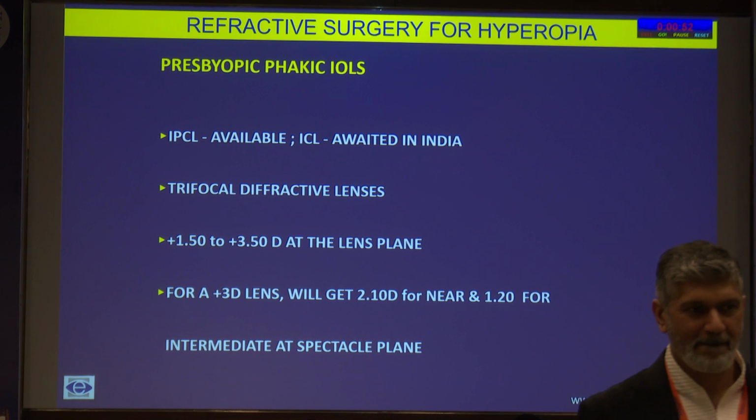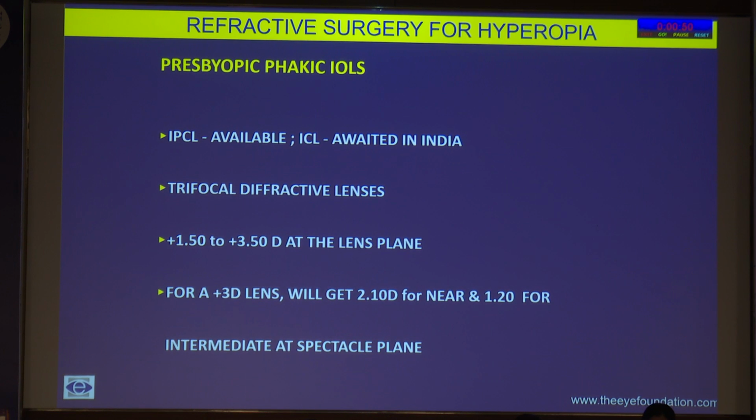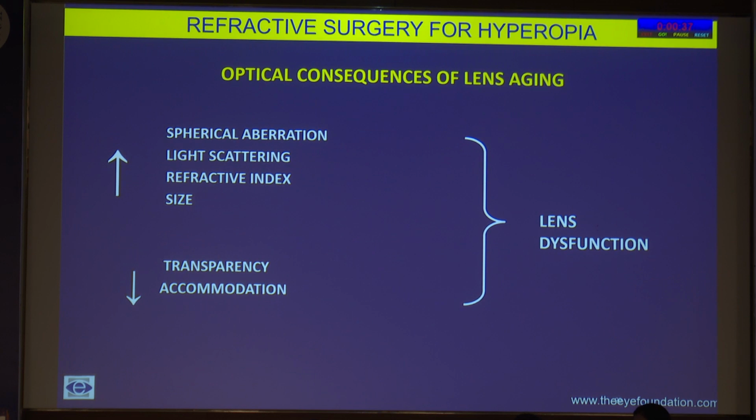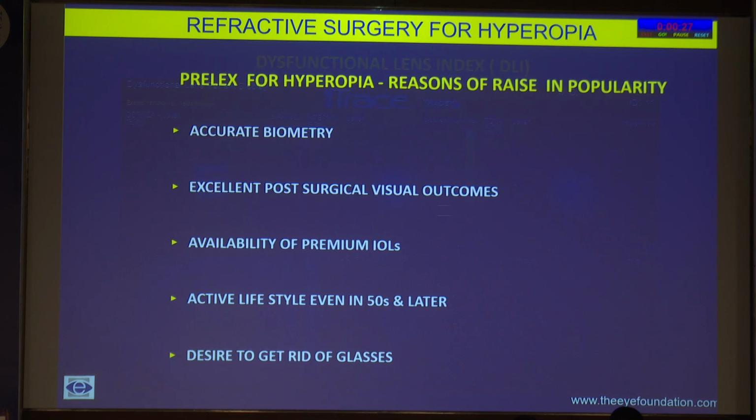So just a few words regarding the presbyopic phakic IOLs. They are trifocal diffractive lenses which can provide up to plus 1.5 to plus 3.5 diopters at the lens plane. So coming to the clear lens exchange, as we know, even before cataract develops, the lens dysfunction begins. As the aging happens, the spherical aberration is going to increase, the light scattering, the refractive index, the size of the lens is also going to increase, whereas the transparency and the accommodation start coming down.